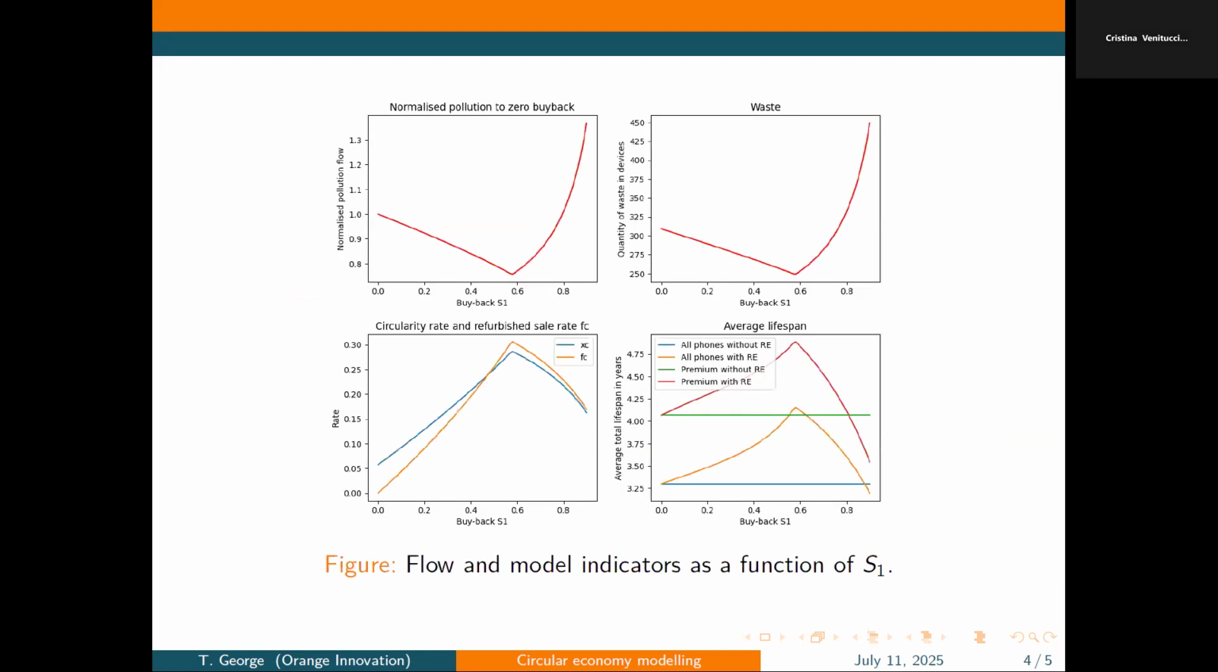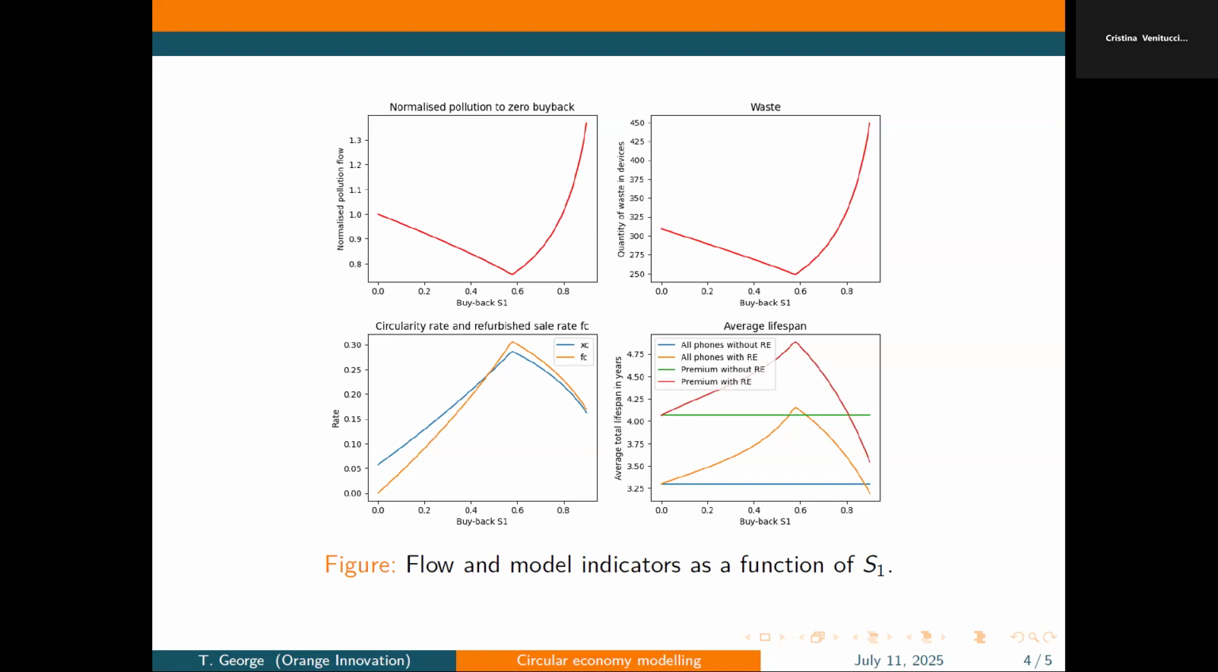So these are the results we obtain with this model. We can see that pollution and waste decrease and increase with buyback and reach a minimum for non-negative buyback prices. And it means that we can reach a minimum of pollution in this system. And it is very good news. And the average lifespan of products is also maximized for particular buyback prices.